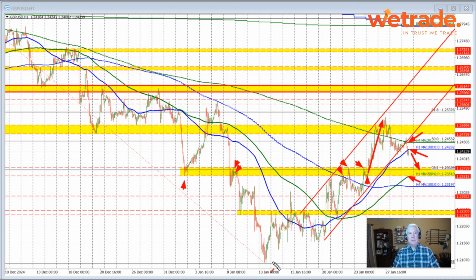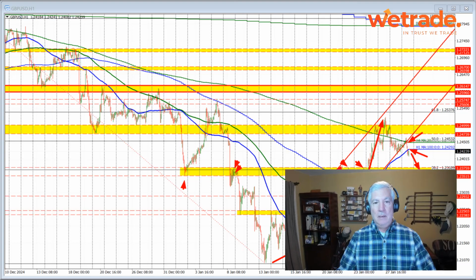The 38.2% retracement of that move down comes in at 1.23689. Get below this area right here, and the door opens for further downside pressure for the sterling versus US dollar. So there you have it, a look at the three major currency pairs from a technical perspective to kickstart your U.S. trading day.